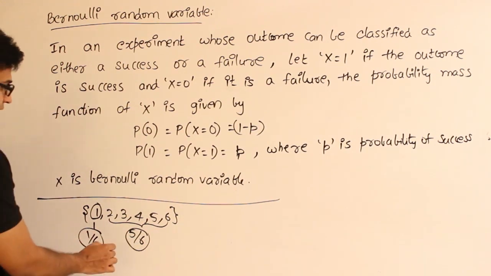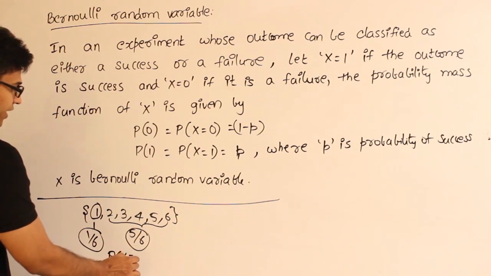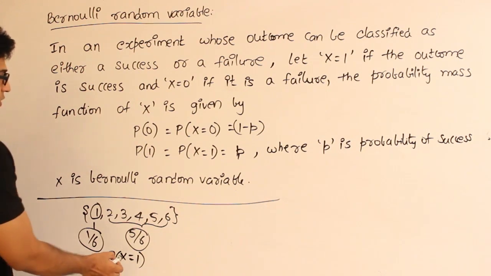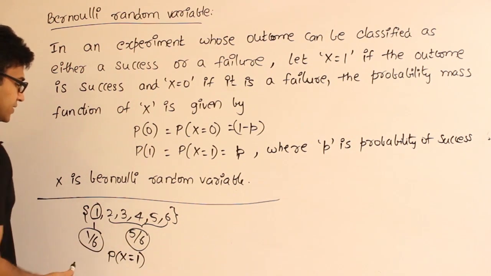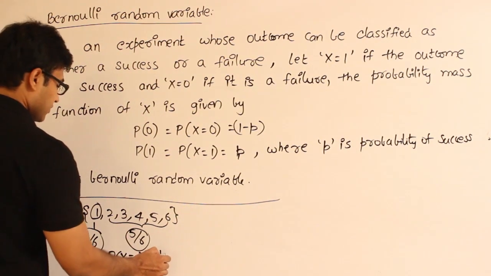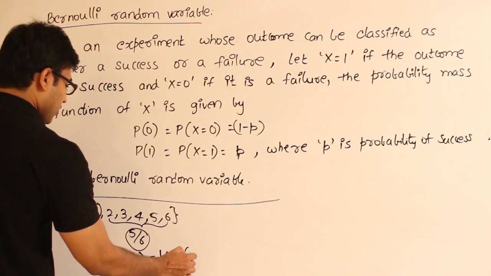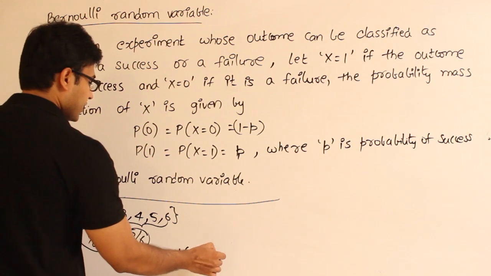Therefore, according to this experiment, the probability of success is 1 by 6 and the probability of failure is 5 by 6. The probability of success we denote like this: P of capital X equal to 1. What do we mean by P of capital X equal to 1? See, these two ones are different. What I mean here is that it denotes the probability of success, which is 1 by 6, and P of capital X equal to 0 is nothing but failure. It is 5 by 6.